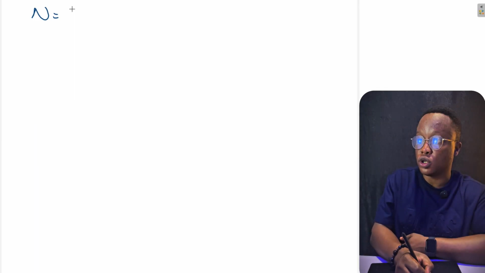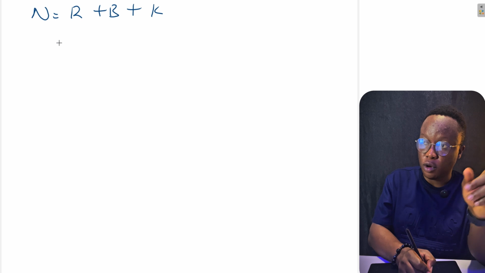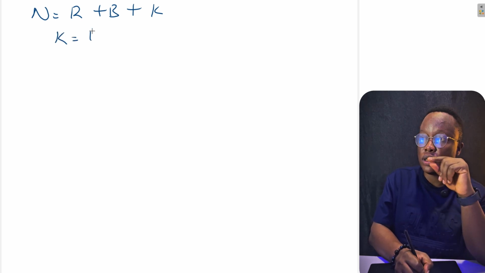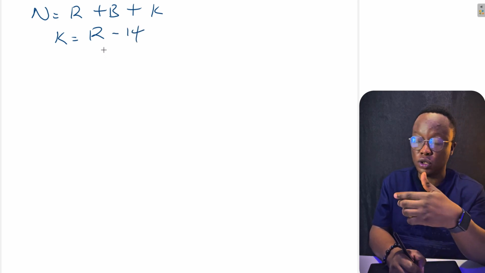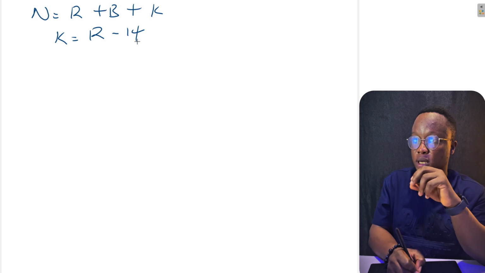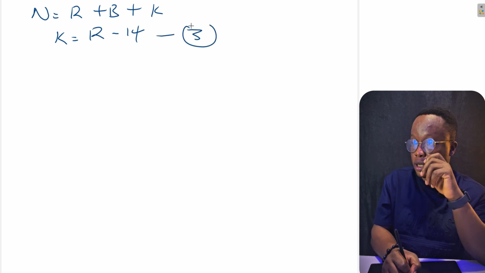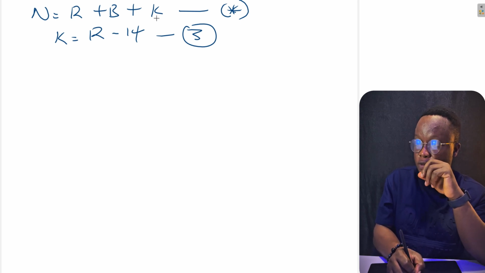N is equal to R plus B plus K. We also have from equation 3 earlier that Rickon is Rob minus 14. So Rob is currently 14 years older than Rickon, right? So let's substitute for K in equation star. This was our equation 3. This was our equation star. Okay, remember that? So let's put K is equal to R minus 14 in the equation star.